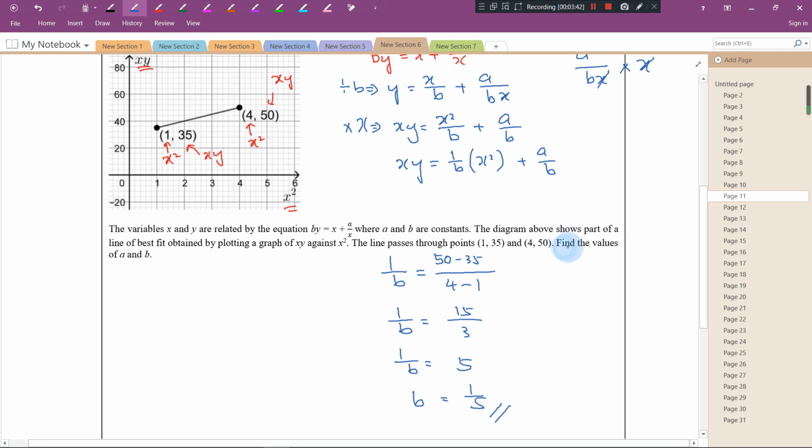The next step is to get the value of a. So I do it over here. Let me use another color. Since I already got the value of b, I plug in the value of b over here. xy is equal to 1 over b, which is actually equal to 5, times x squared, just copy, plus a over b, where b is equal to 1 over 5. Okay, so it will become like this.